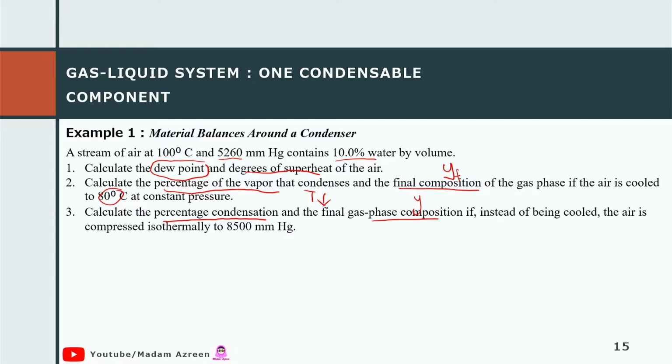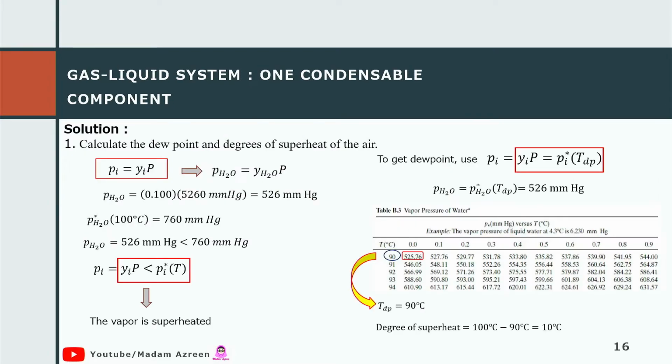Okay, if the air is compressed, okay, we increase the pressure. Okay, so what happened to the final composition? What happened to the percentage of vapor condense? Okay, so macam mana nak kira? Okay, the first thing what you need to do is, okay, the first thing ialah kita kena refer to this table B3, which is a vapor pressure of water.